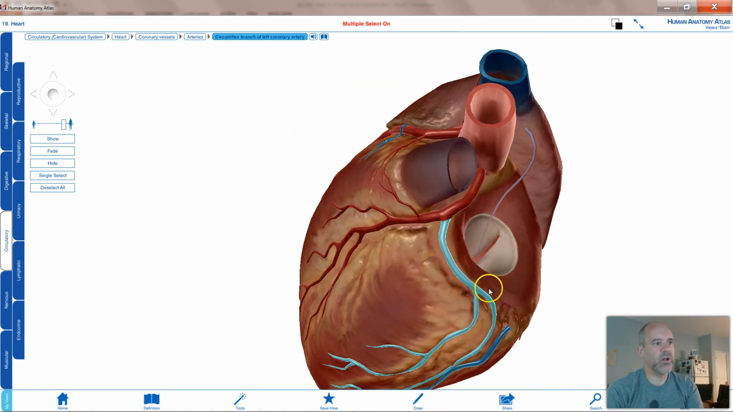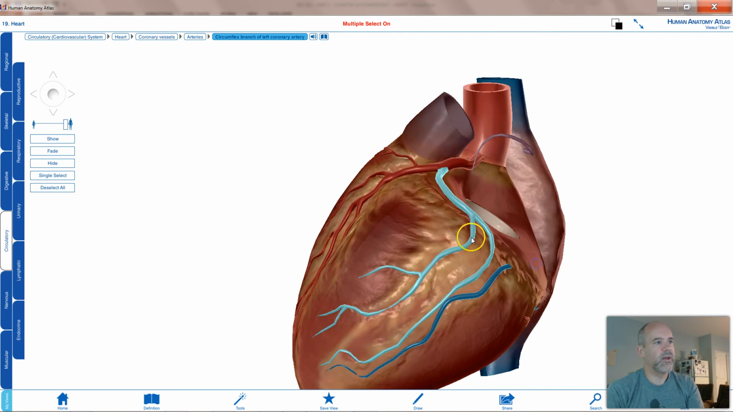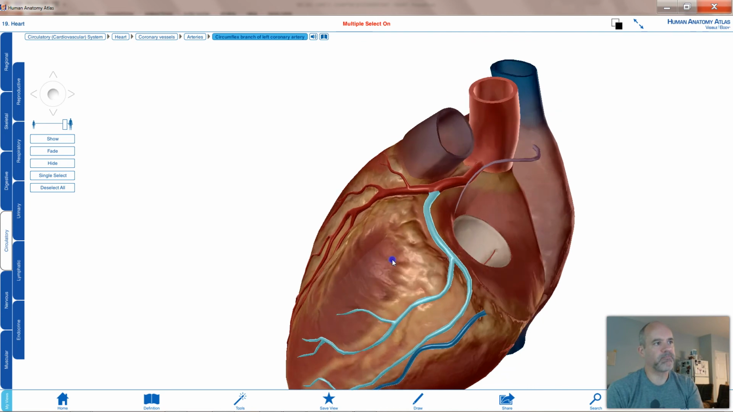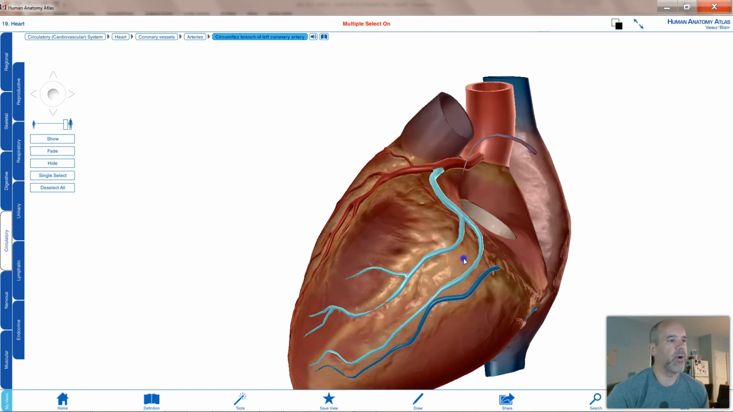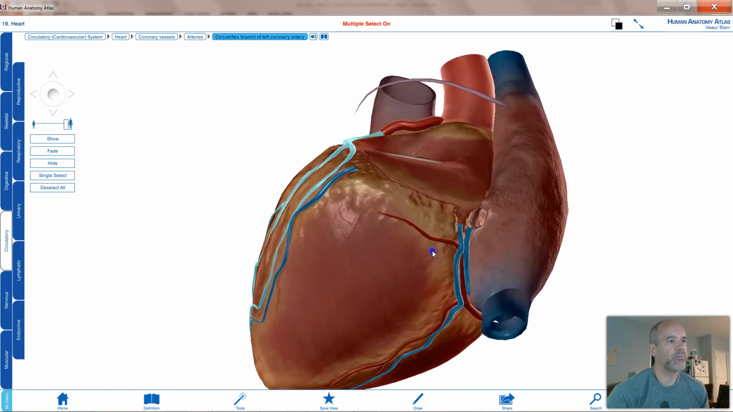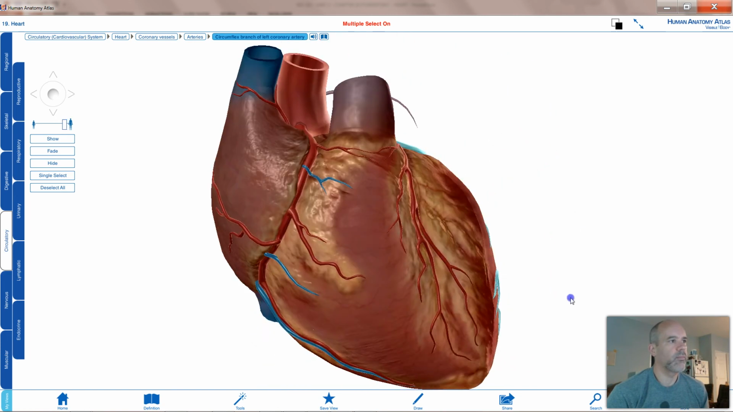It's kind of circling around. And then these two guys are a couple of branches of the circumflex artery. This is the main part of the circumflex artery where it's kind of circling around that border between the left atrium and the left ventricle. So do be able to identify that branch as well. All right, those are your major arteries.